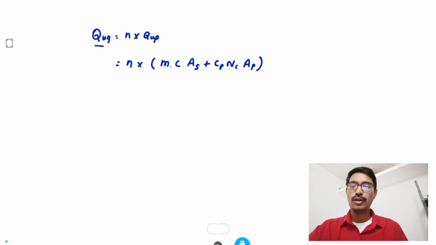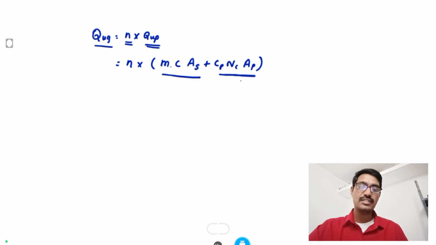So this is the group capacity of the pile. N is the number of piles in a group. Then Qup is the individual pile carrying capacity. Now this portion is the surface area, that is the friction area. Then this part is known as the pile tip area. Here M is the adhesion factor, and C is the cohesion for both tip and surface area.